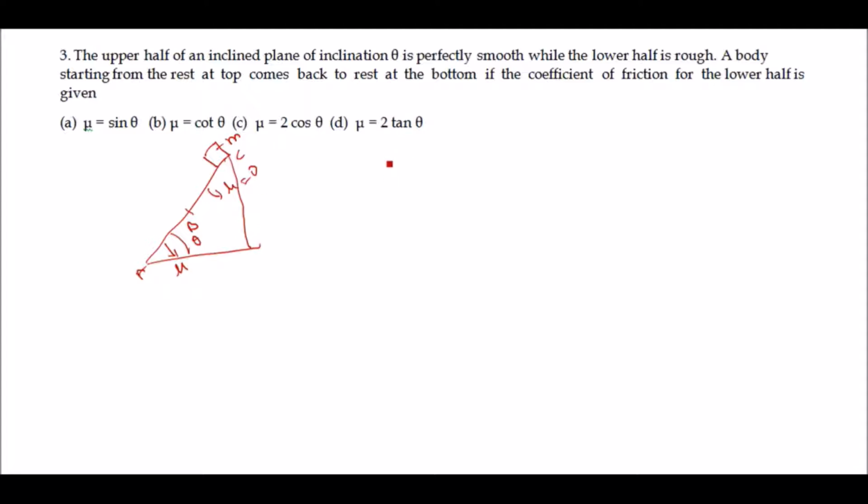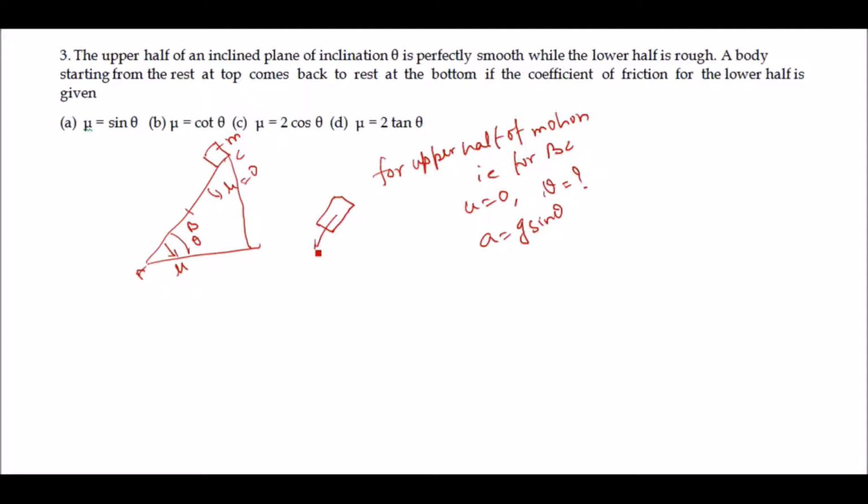So for the upper half of the motion, that is for BC, your initial velocity is equal to 0. We have to calculate the final velocity. The acceleration is equal to g sin theta. If a block is placed here, then mg will act in the downward direction. We will break this mg into two components, mg cos theta and mg sin theta. As there is no frictional force, only the normal force N will balance mg cos theta, and we have an acceleration equal to g sin theta along the plane.